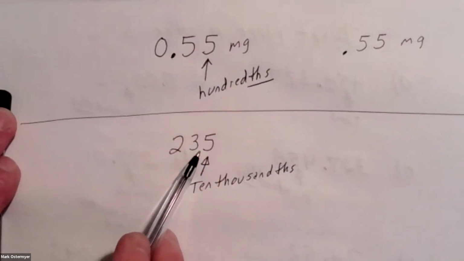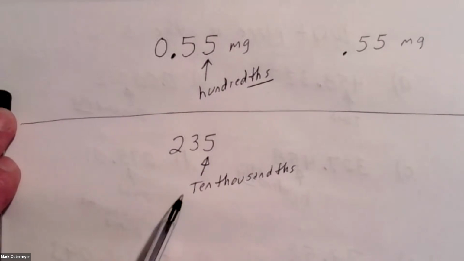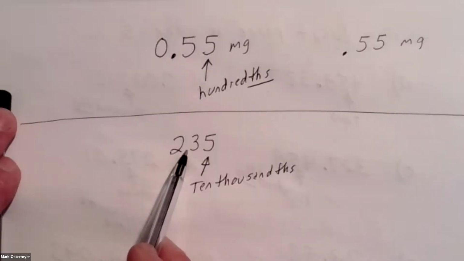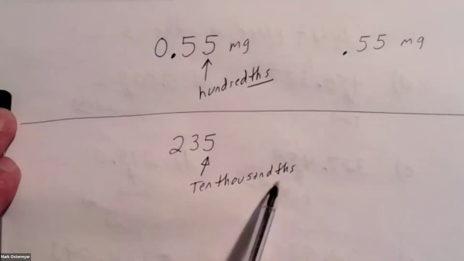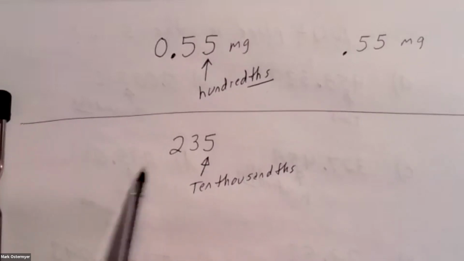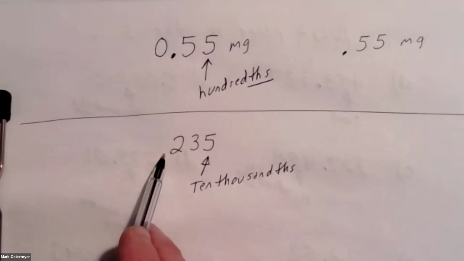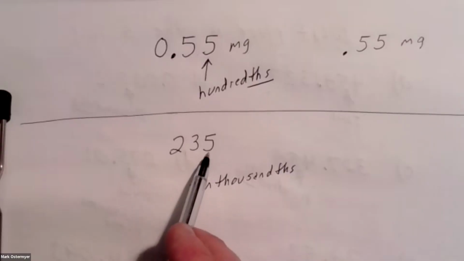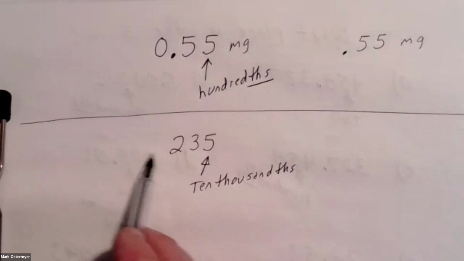Would I put my decimal between the 3 and the 5? No, not even close. That would be 23 and 5/10. The 5 has to be in the 10,000ths place. Wouldn't it be between the 2 and the 3? If I put my decimal point here, this will be 2 and 35 hundredths. No, the 5 has to be in the 10,000ths. Where do I put my decimal point? If I put it here, then this will be 235 what? Thousandths. Do you agree? Oh, where do I put my decimal point?